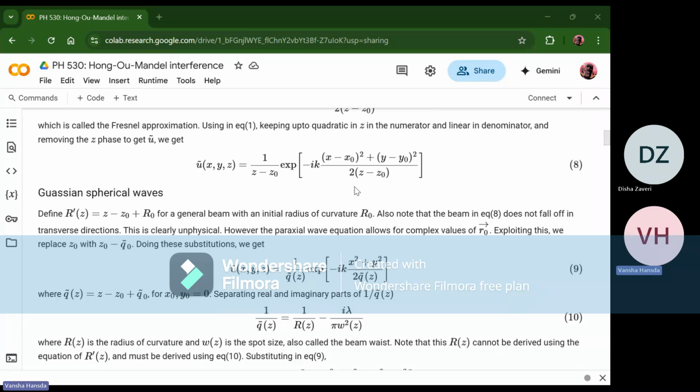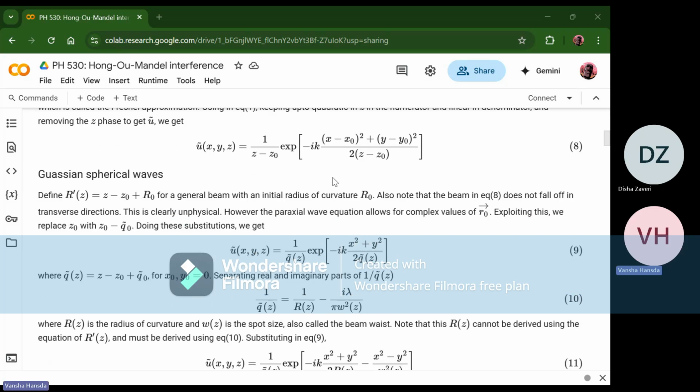Now, this beam does not fall off in the transverse directions. That is unphysical. It should decay in the transverse direction and go to zero. The paraxial wave equation, however, allows for a complex value of r, which will save us here. So I can take x naught, y naught, z naught as complex, and nothing will change. It will still be a valid solution to the paraxial wave equation.